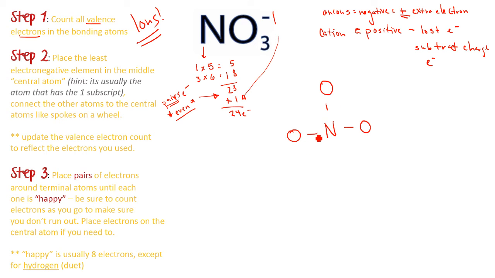So we just used 2, 4, 6 electrons, so I'm going to update my count. Those went into my bonds. I now have 18 electrons left, right? So I'm going to hand them out in pairs. I'm going to go to the terminal atoms first, right? That's what I've been doing this whole time, but just a reminder.